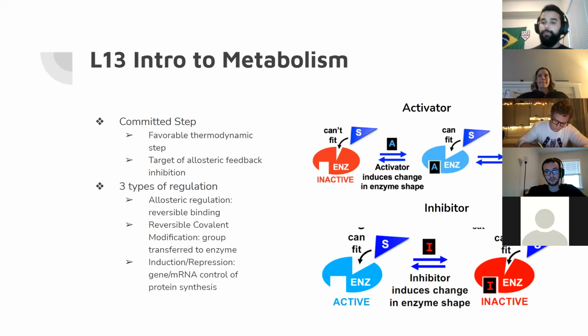But since it is such an important metabolic step, this is also the area that we have the most targeted. It's the most targeted area of our metabolic pathway, right? It's the target of allosteric feedback inhibition.